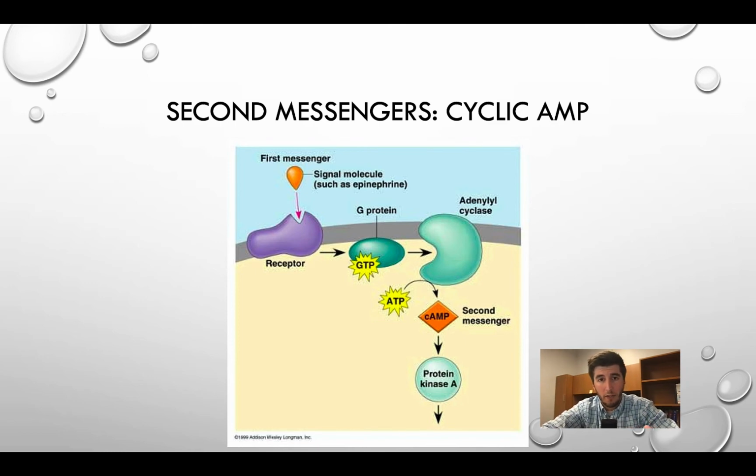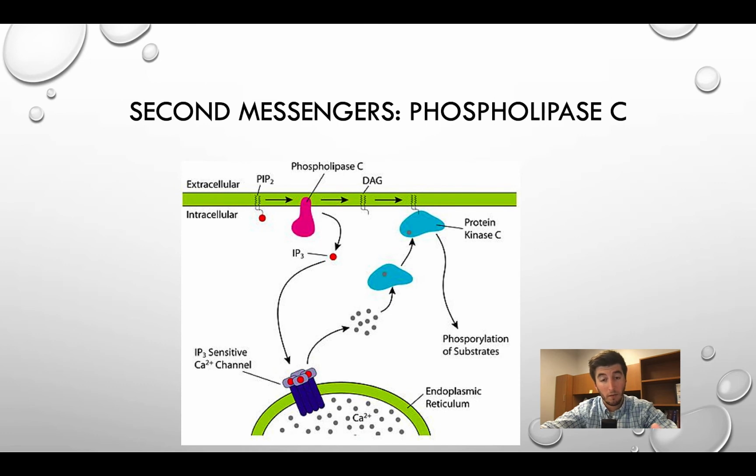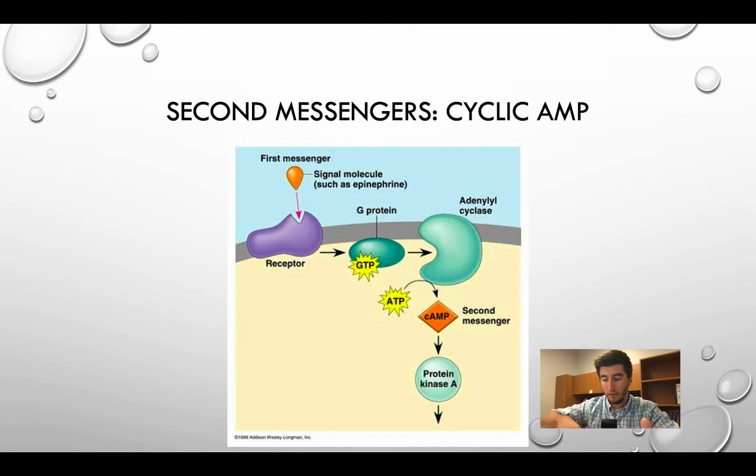For the purpose of this class, we're really only going to talk about two different types of second messenger systems. We're going to talk about cyclic AMP on this slide, and we're going to talk about phospholipase C on this slide. What I want you guys to see is that up here, you have a signal molecule. You have the first messenger. You have a hormone that's going to come down and bind with a specific receptor. If you notice, that hormone is not able to bind on the inside of the cell. It has to exert its effects on the outside of the cell, right? Outside, inside.